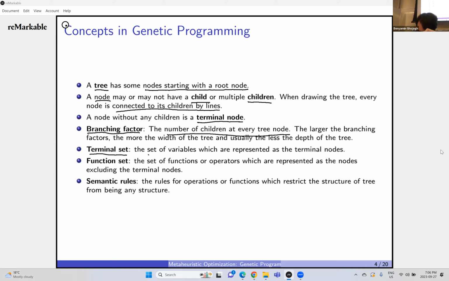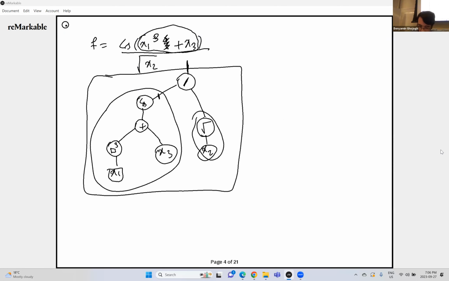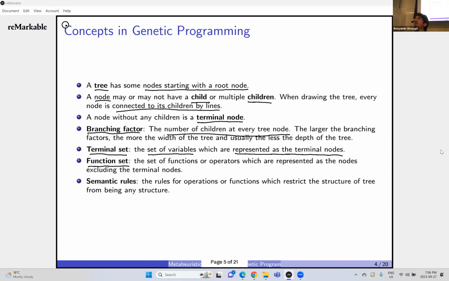What is terminal set? Terminal set is a set of variables which are represented as the terminal nodes, right? For example, in this example, the terminal set is the set of x1, x2, and x3. What is function set? Function set is a set of functions or operators which are represented as the nodes excluding the terminal nodes. The set of operators or functions, we call that function set.